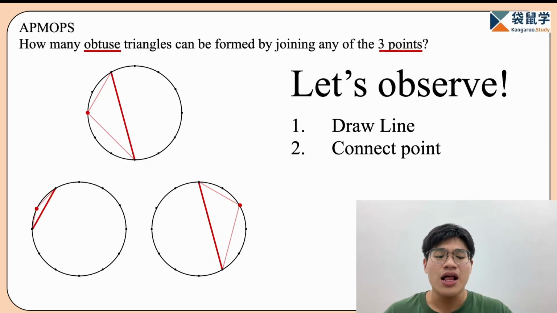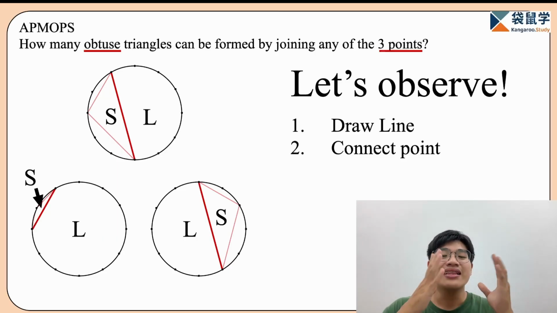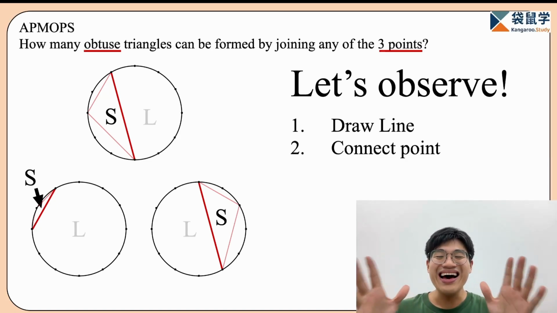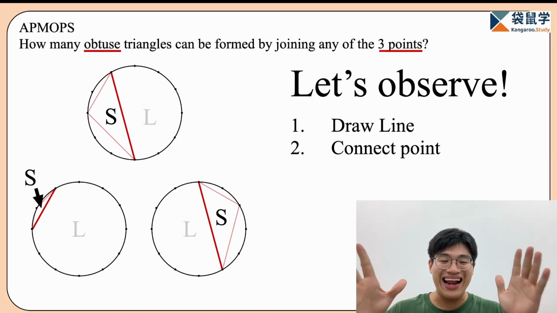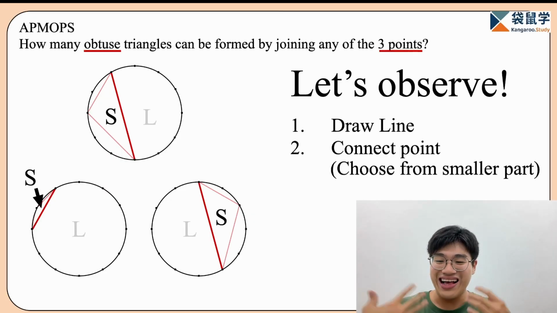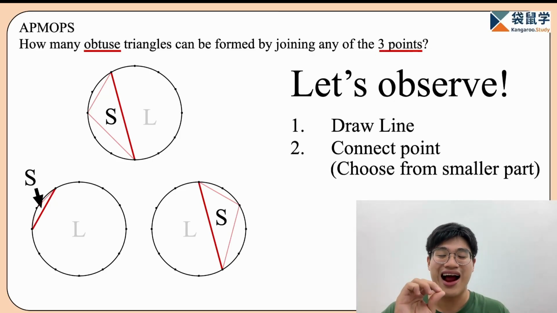Now let's see here. Let's divide the circle into 2 parts. A smaller part I will use S to represent. The larger part I will use L to represent. Now, which part does the point located in? In the smaller part. Yeah, let's write it down. So we can choose that point from the smaller part. And that's how we draw obtuse triangles.